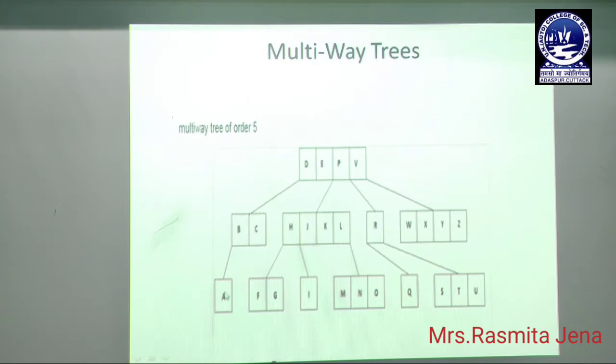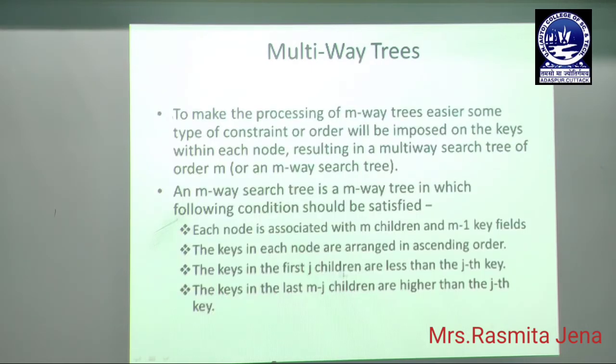From B and C, A is small, and it is pointed to by this key field. Okay, this is our third condition: the keys in the first j children are less than the jth key. And the next condition is that the keys in the last m minus j children are higher than the jth key.